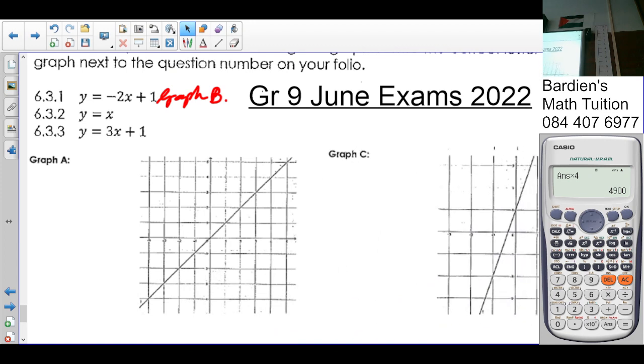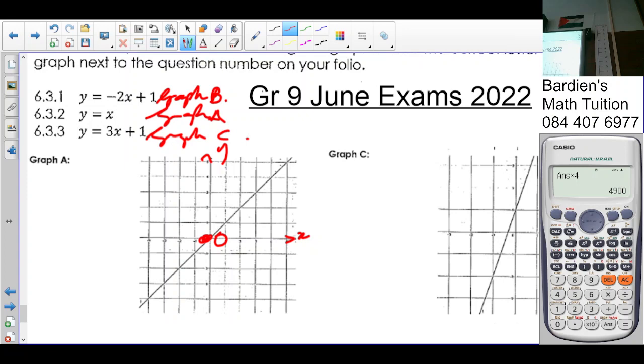If you look at the second one, 6.3.2, y is equal to x. What is your y-intercept value then? 0. There's no y-intercept, so it's 0. So that graph is going through the origin. This is your x-axis here, that is your y-axis, so there's your origin. Can you see that? There's 0 and 0. So this has to be graph A, and then graph C.